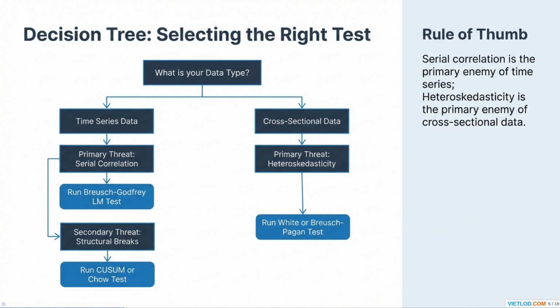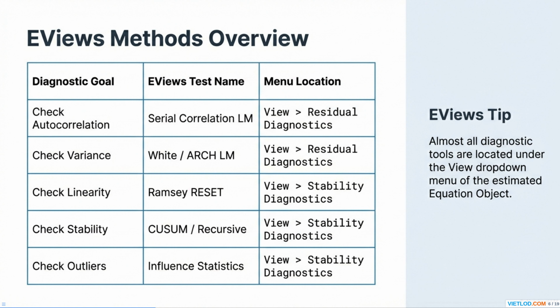Once serial correlation is addressed, consider secondary threats like structural breaks, which can be identified using tests such as CUSUM or CHOW. Conversely, if your data is cross-sectional, such as surveys collected at a single point in time, your main adversary is heteroskedasticity. This means the variance of the error term is not constant across all observations. In this scenario, your initial diagnostic step should be to run a White or Breusch-Pagan test. This decision tree provides a clear roadmap, guiding you to prioritize the most likely problems for your specific data, thereby ensuring more reliable model inference.